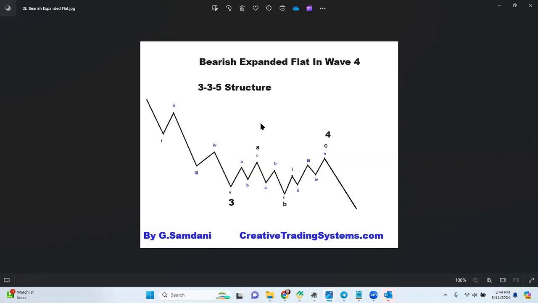Okay. So nothing fancy, nothing major here. It's just a little difference: a regular flat, expanded flat. Now we're going to talk about the running flat later on in the next video. Okay. So I will end up. Oh, let me just give you some examples. I forgot to give you examples.